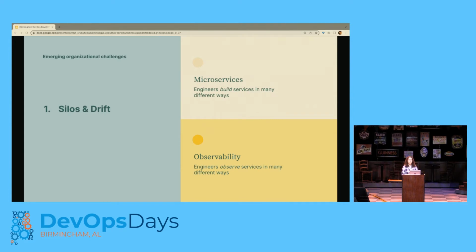So first we begin, and I'll go through three of them. First, we begin with the first common challenge of silos and drift between different teams and organizations, despite the fact that we're operating in the same architecture.